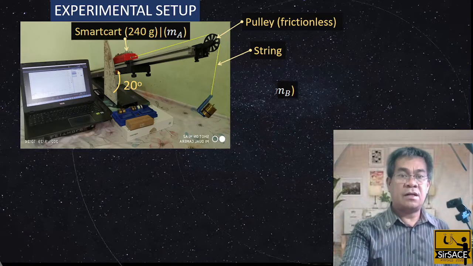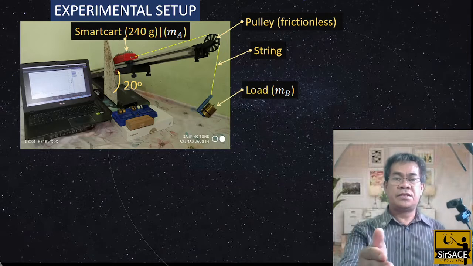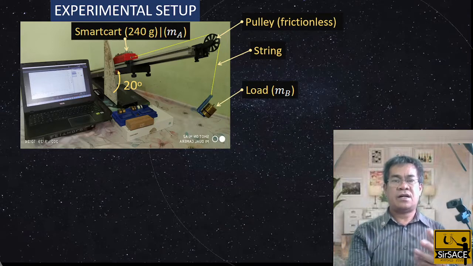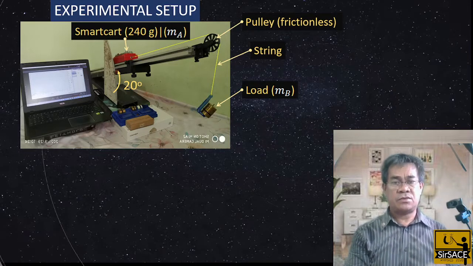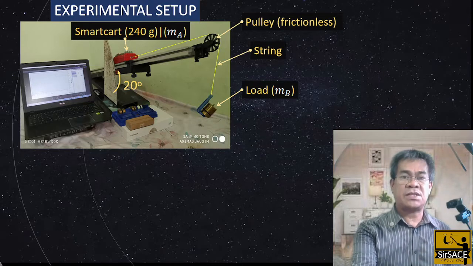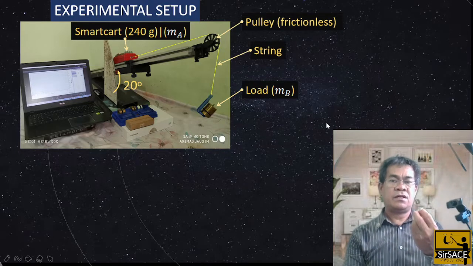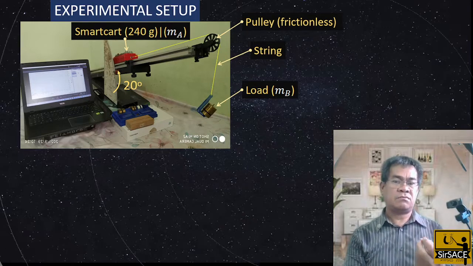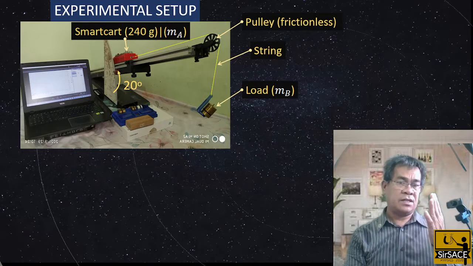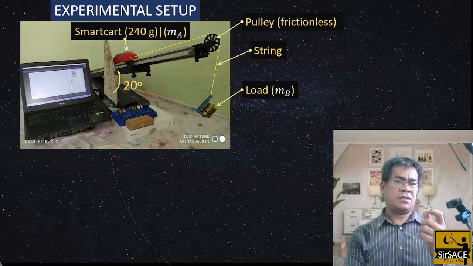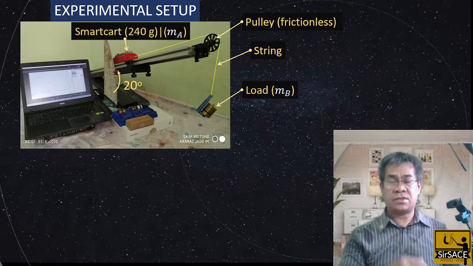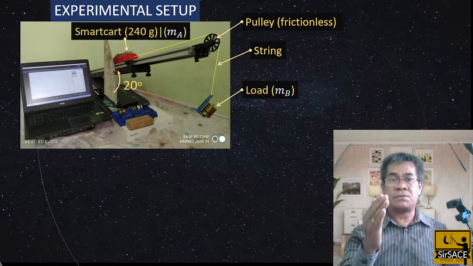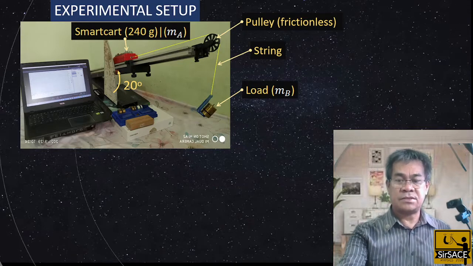Then we have the load, which has the hanger and the slots for the masses. We will vary the mass, and that will serve as our mass B. So in our experiment, we will be changing mass B, but we will fix mass A, which is the weight of the smart cart, 240 grams. Converted into kilograms, it becomes 0.24 kilograms.